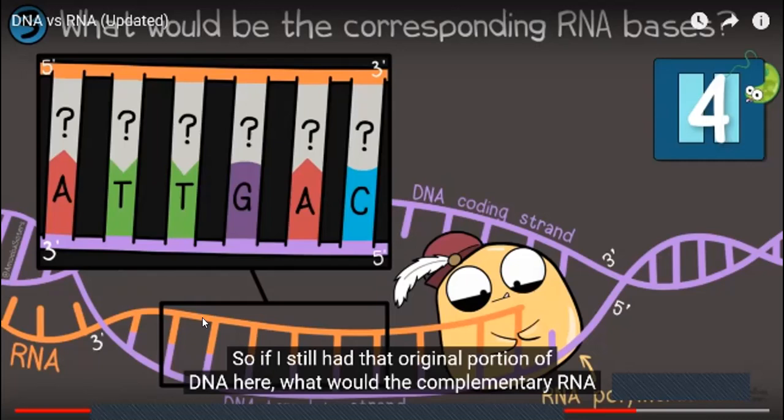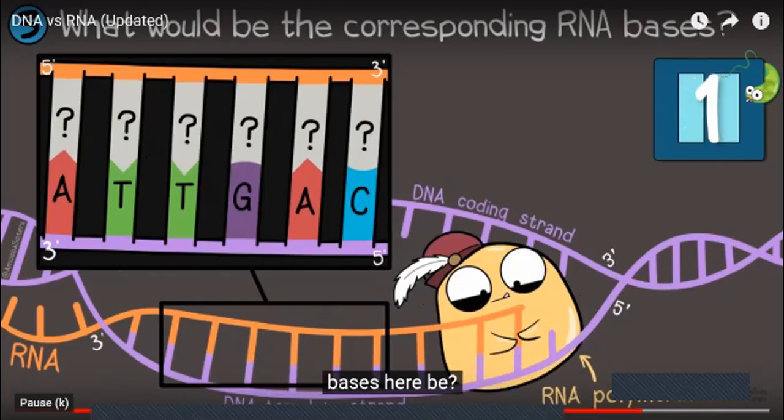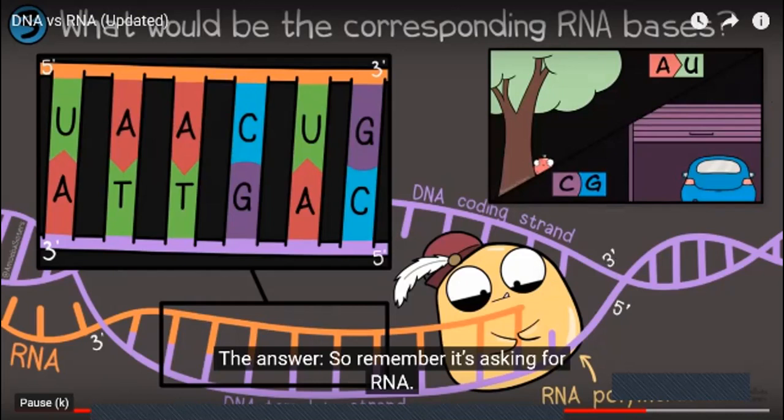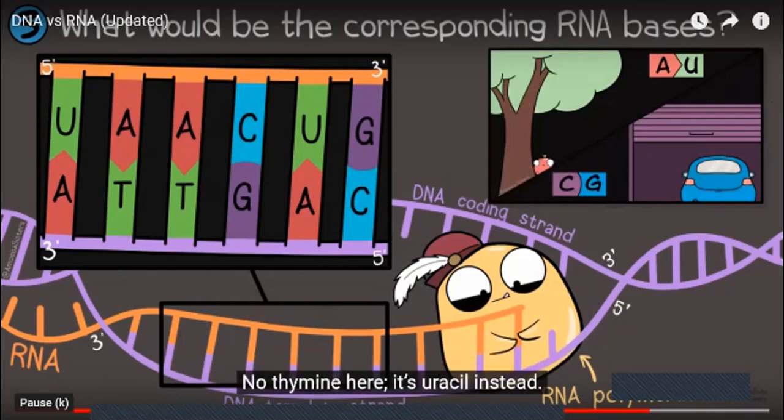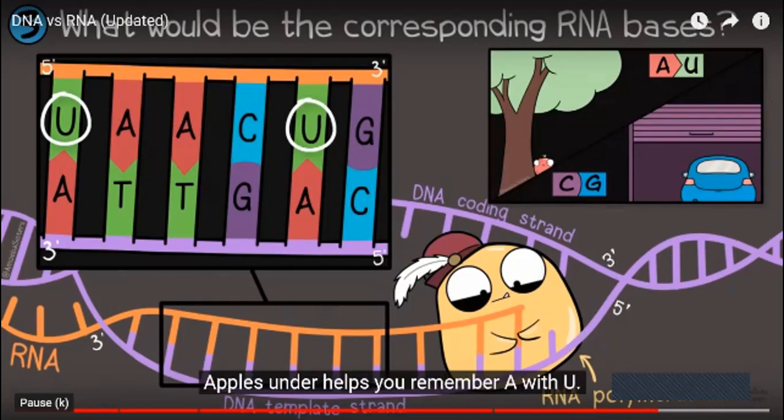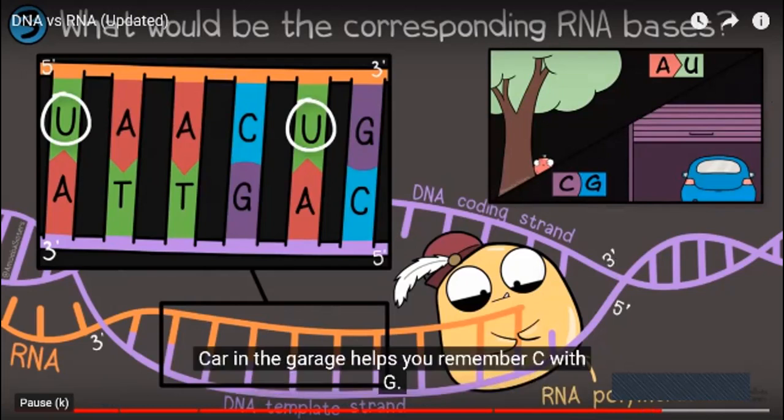Ma'am, the strand would be like U, A, A, C, U, G. Very good. So for RNA, it is always U, not T. That's what we need to remember. So remember, it's asking for RNA. No thymine here, it's uracil instead. Apples under the tree helps you remember A with U. Car in the garage helps you remember C with G.